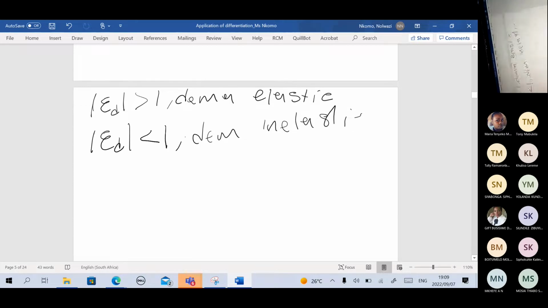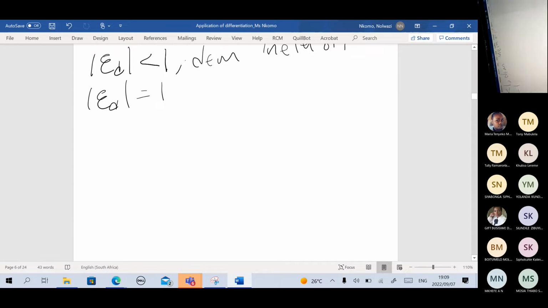And we have the absolute value of elasticity. If this is equal to 1, then we have unit elasticity, where the price increases by 1% and the demand decreases by 1%. So these three conditions still apply even for nonlinear equations. Okay, let's just try and do one example.